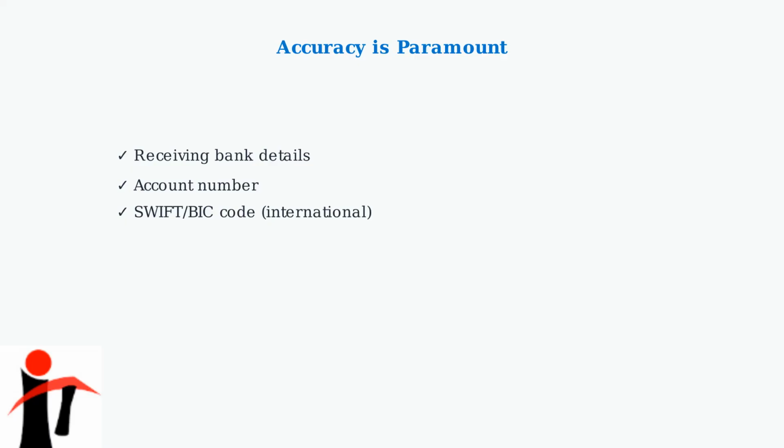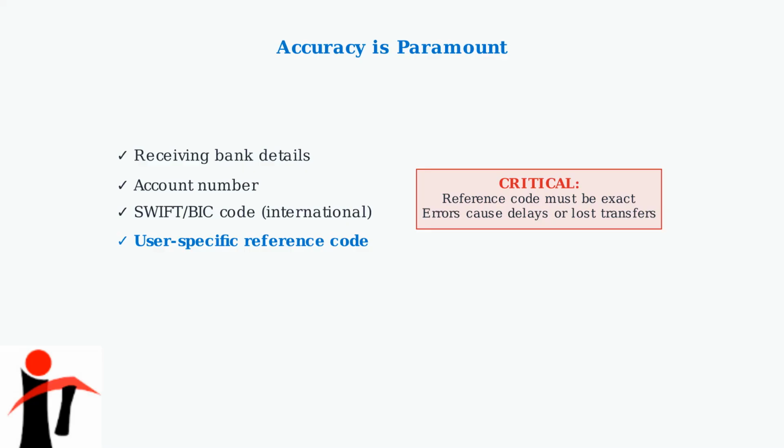Double-check the receiving bank details, account number, and routing information. Most importantly, the user-specific reference code is absolutely critical. This unique identifier links your transfer directly to your Coinbase account. Omitting this code or entering it incorrectly is the leading cause of transfer delays and complications.